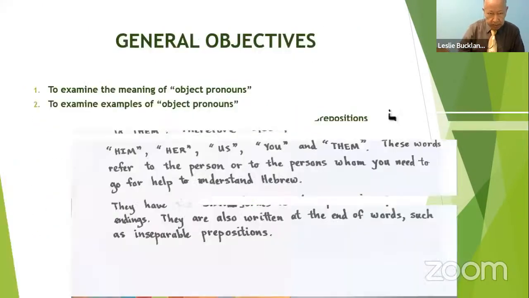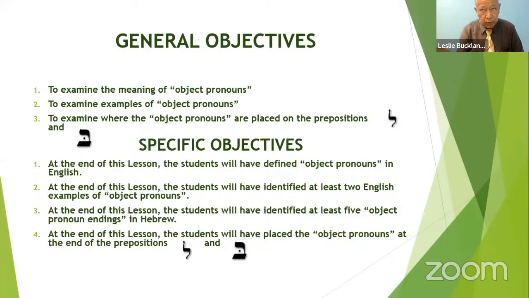Okay, the general objectives. Can you see the general objectives? 1, to examine the meaning of object pronouns. 2, to examine examples of object pronouns. 3, to examine where the object pronouns are placed on the prepositions lameth and baith.